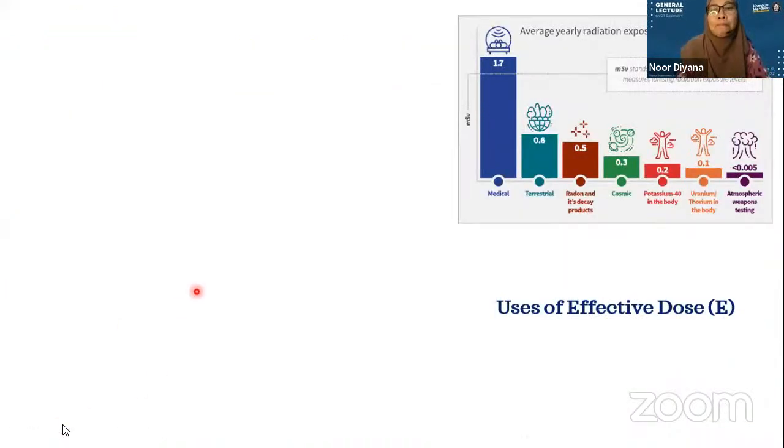Okay. So for CT scanning, okay, the effective dose, actually we use the effective dose to represent the yearly radiation exposure. Okay, for example, here is an example in Australia by ARPANSA. Okay, so actually the highest exposure in Australia is due to medical exposure.